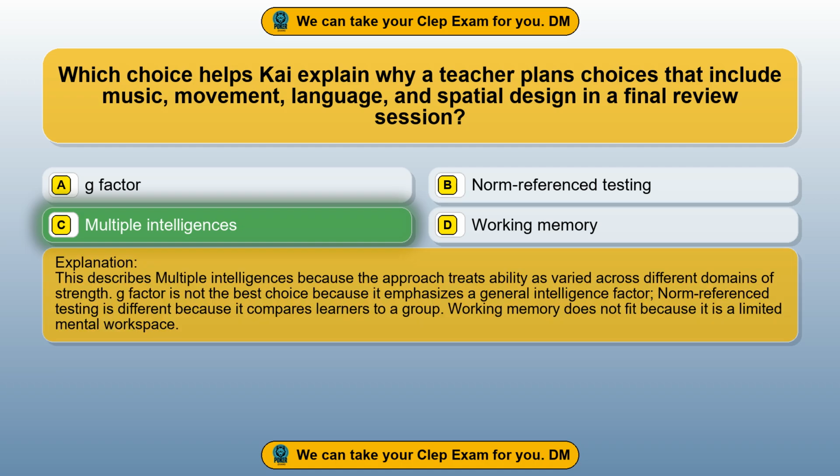This describes multiple intelligences because the approach treats ability as varied across different domains of strength. G factor is not the best choice because it emphasizes a general intelligence factor. Norm reference testing is different because it compares learners to a group. Working memory does not fit because it is a limited mental workspace.